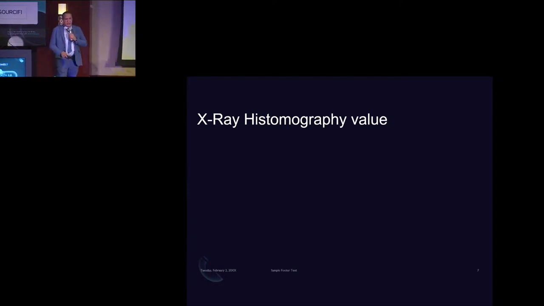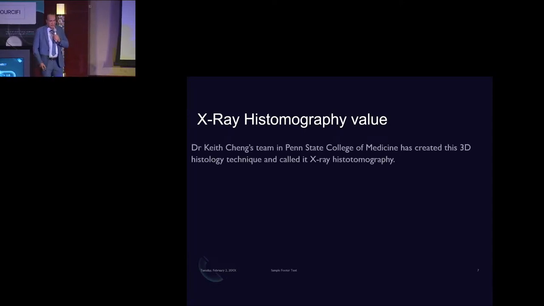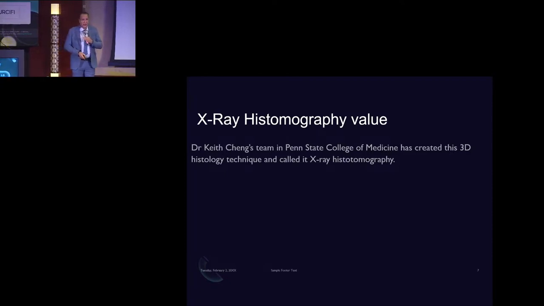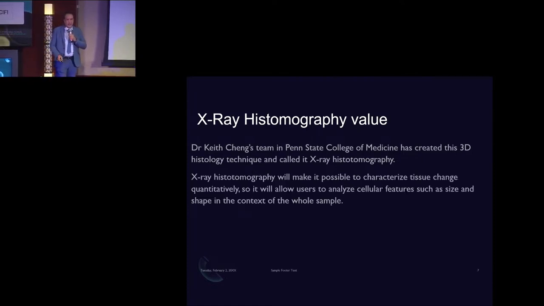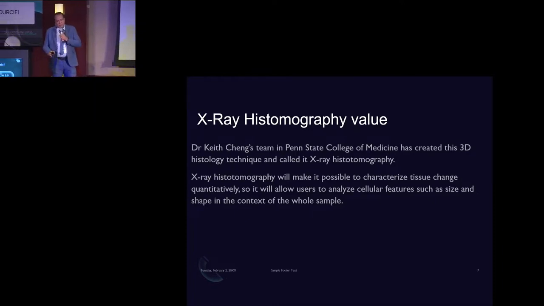And this will lead us to the main topic, that's X-ray histotomography and why it is useful. Actually, that was the work of Dr. Shing in the Penn State College of Medicine, who created this 3D histology model and technique, and they called it X-ray histotomography. So it is a combination of histology, tomography, that's coming from the CT, and it's X-ray because it's imaging. And this X-ray histotomography makes it possible to characterize tissue changes quantitatively.